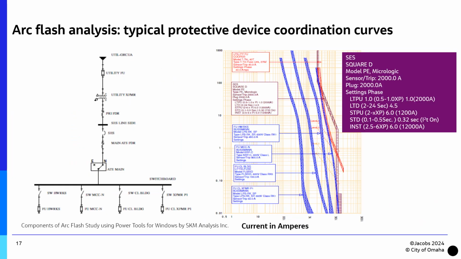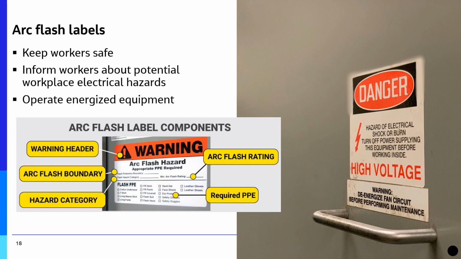Here is a look at an example one-line diagram with a time current coordination curve. You can take a look at how the utility connects different components all the way to the different loads. The graph on the right shows the 3 or 4 different protective devices and how they're current coordinated to be able to protect the load as well as other components in the electrical power distribution system. The design software can then enable printing of the super informative arc flash labels, which help keep workers safe, inform them about potential workplace electrical hazards, and how to operate energized equipment.